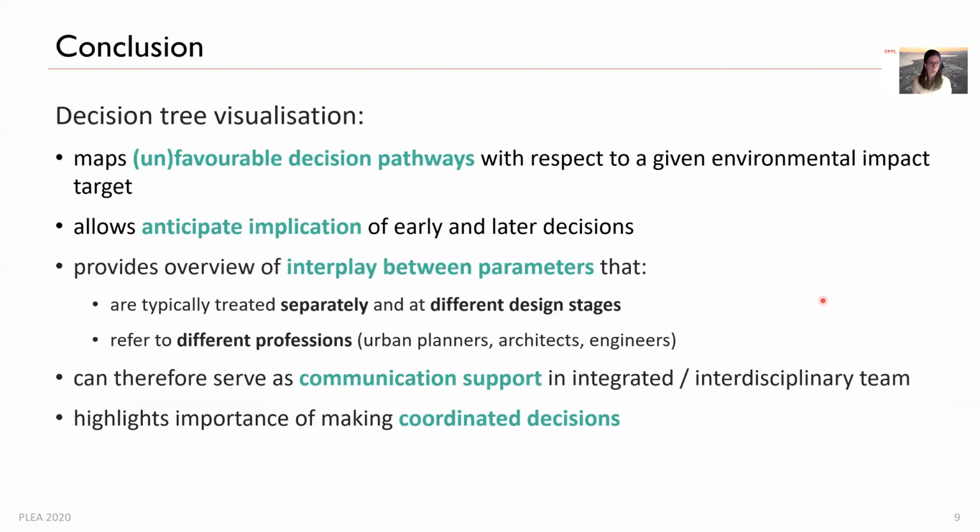So to conclude, the decision tree visualization allows us to see the favorable or unfavorable decision pathways with respect to the environmental target that we have set. It allows us to anticipate the implication of the different design decisions that might be taken throughout the design process. And so we can see the linkages between these parameters that are usually treated separately at different design stages and by different professionals. So this visualization can be used as a communication support tool in an interdisciplinary team.